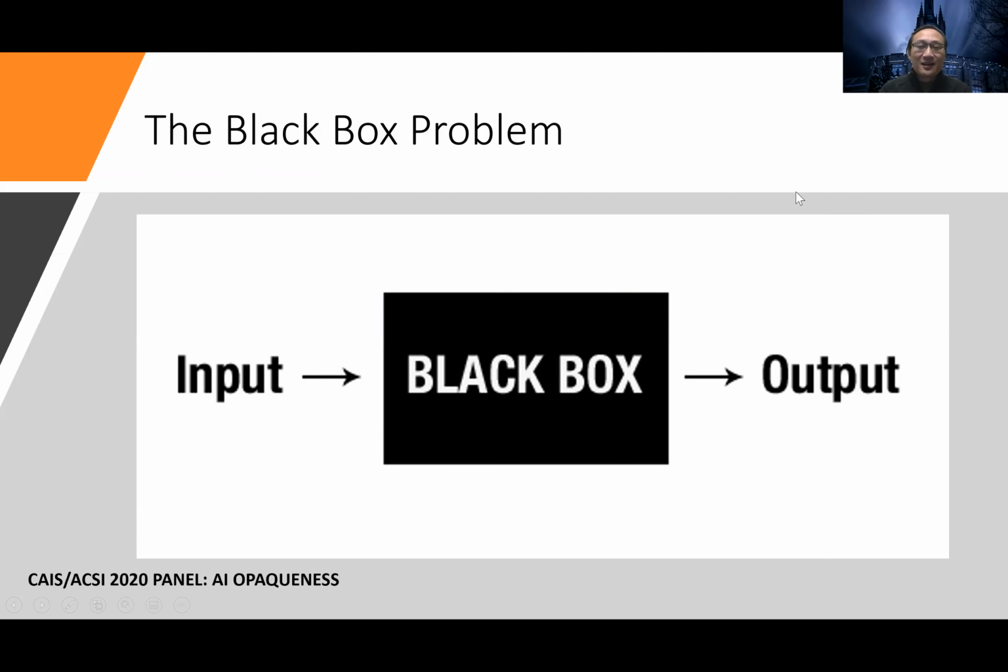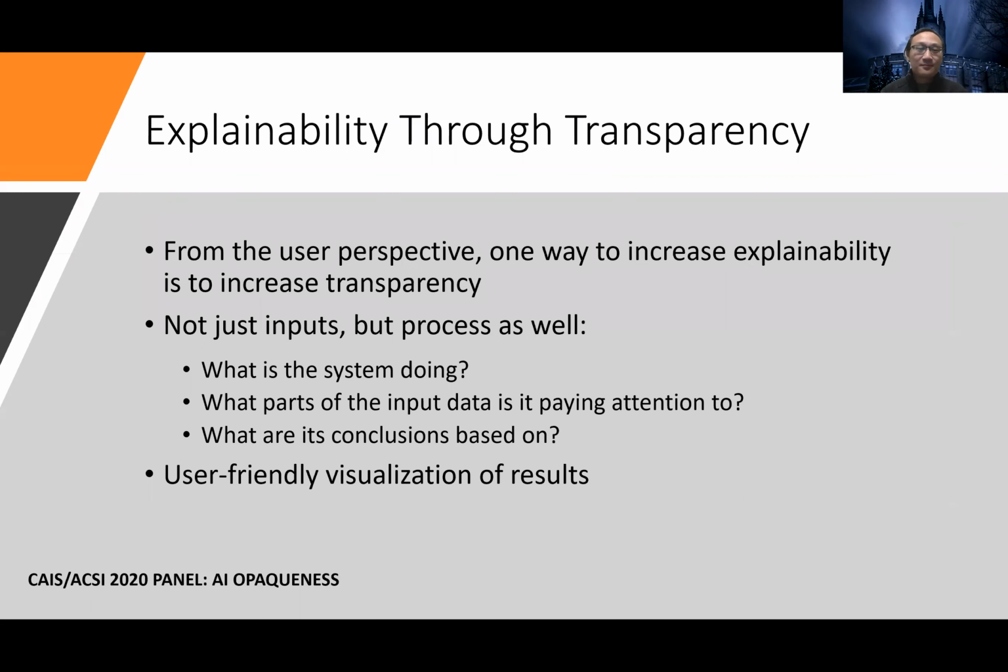But without having at least a decent grasp of how we get from point A to point B, we can't be fully confident in the results. After all, how can we trust a decision if we don't understand how it was made? One of the ways in which we can increase the explainability of systems, for the user anyway, is through transparency. And this goes beyond simply telling people what the inputs are. They also need to know essentially how the process works as well.